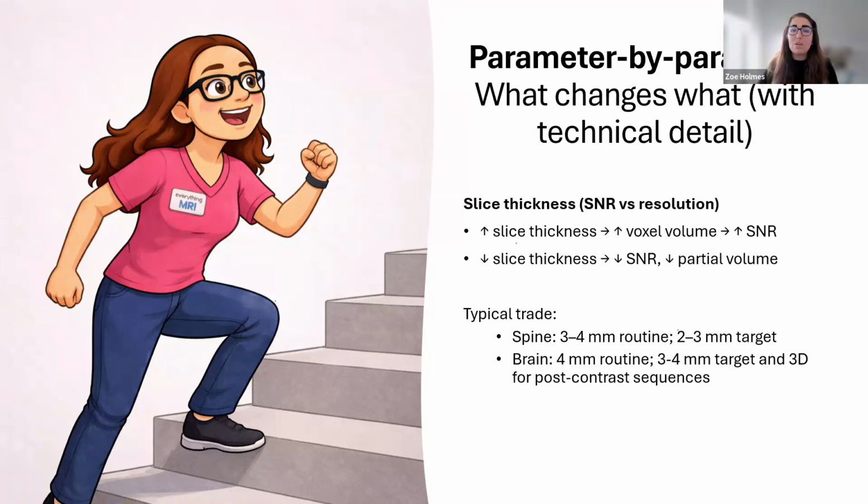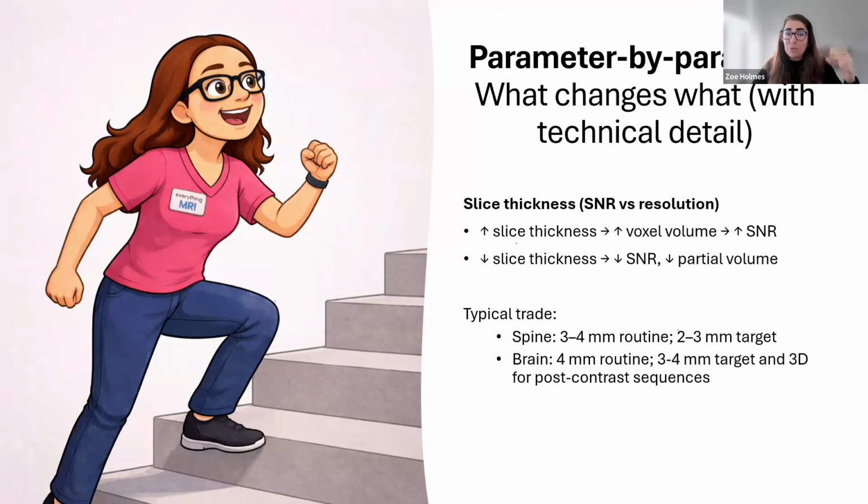So an example could be your bandwidth. That's primarily a signal to noise versus artifact knob. If you're going for your averages, it is primarily an SNR for time knob. If you're going for parallel imaging, it is a time versus signal to noise ratio knob. And you have to consider the artifacts you may be introducing.